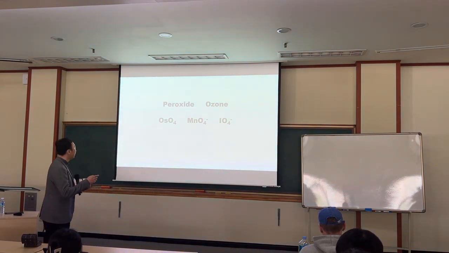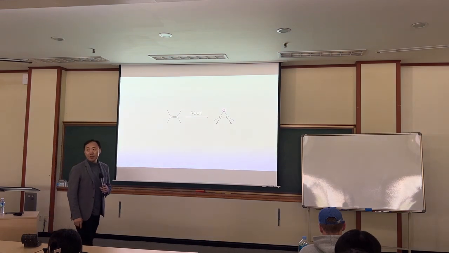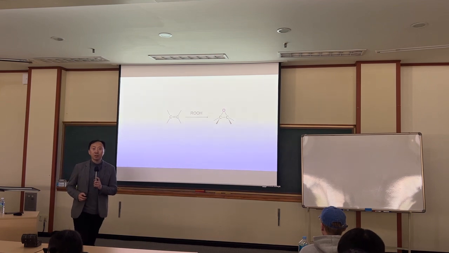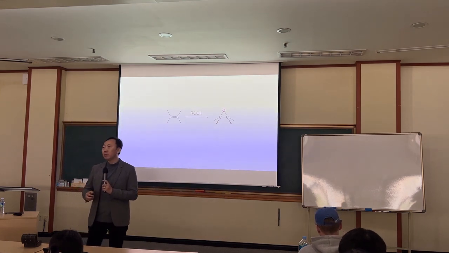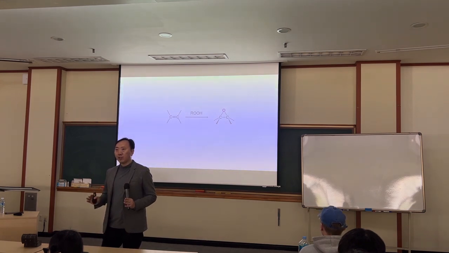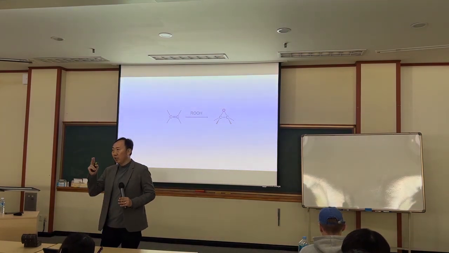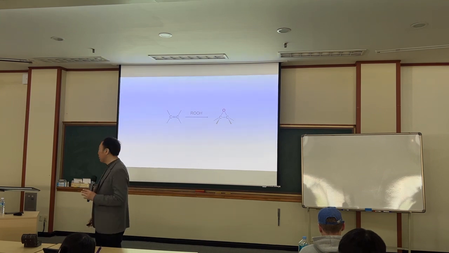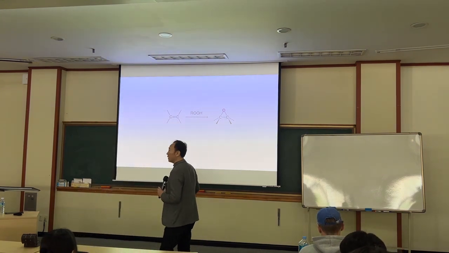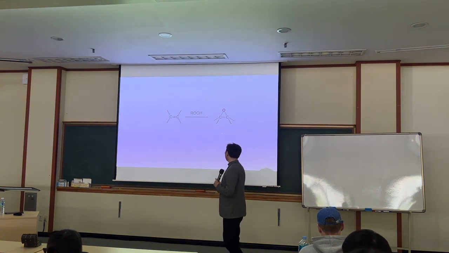So let's go with the peroxide first. Peroxide, so basically ROOH is similar to hydrogen peroxide. If you give that, then the double bond's pi electrons are donated, 2 electrons are donated, and it captures 1 oxygen atom. It forms this kind of product. Anybody know the name of this structure?